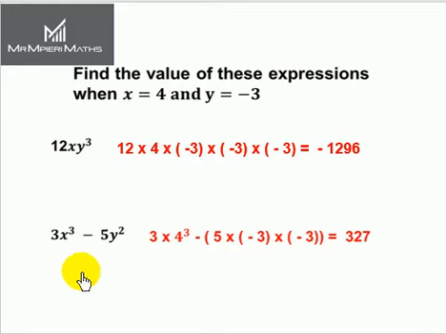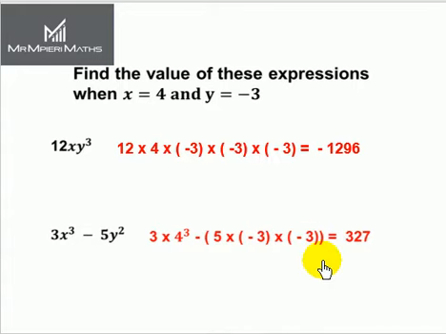If we look at the second question, 3x cubed, 3 times x is 4, 4 cubed. You could say 3 times 4 times 4 times 4. The minus 5 times, now y is squared, but y is minus 3, so I'm going to put that in a little bracket. So times minus 3 times minus 3, close the bracket.